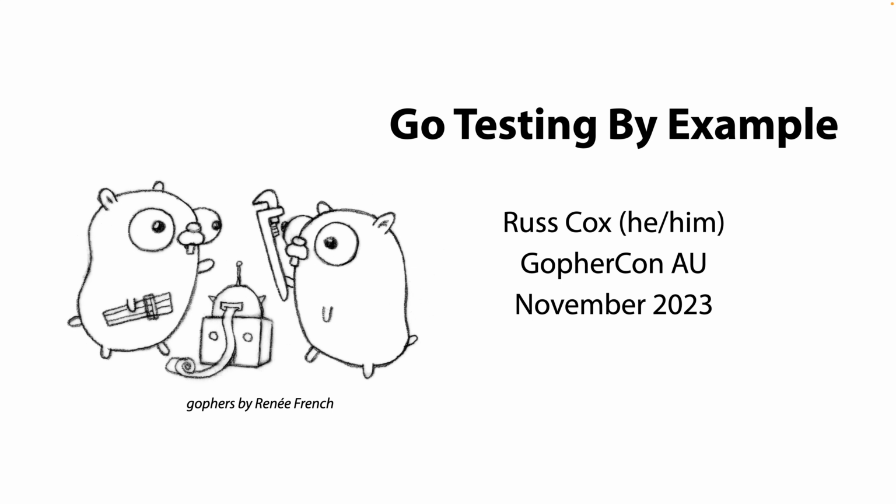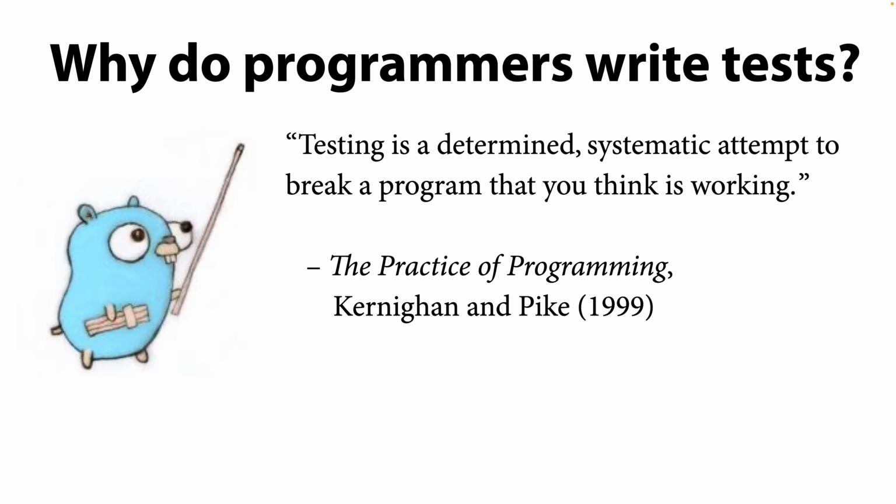This talk is about writing good tests. But first, let's think about why we write tests at all. Why do programmers write tests? Books about programming say that tests are about finding bugs in your program. For example, this book says that testing is a determined, systematic attempt to break a program that you think is working. And this is true. This is why programmers should write tests.